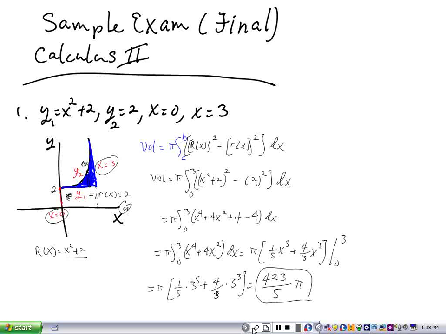So now let's look at number 2. Here we want to use the shell method to find the volume generated by revolving the plane region of the two functions about the y-axis. So let's say y sub 1 is x squared and y sub 2 is 4x minus x squared.